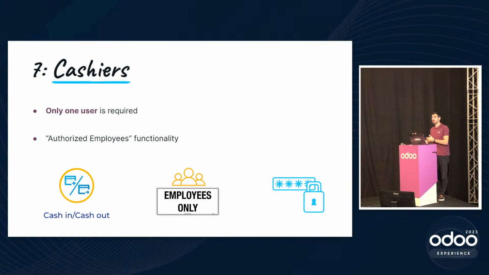We have a new functionality in the new version: the authorized employees, and you can manage the cash-in cash-out. Who will manage the cash-in cash-out? You can also manage the security with a PIN code, and you can decide which employee can work for which point of sale, so they are not allowed to see all of them. Let's configure this.